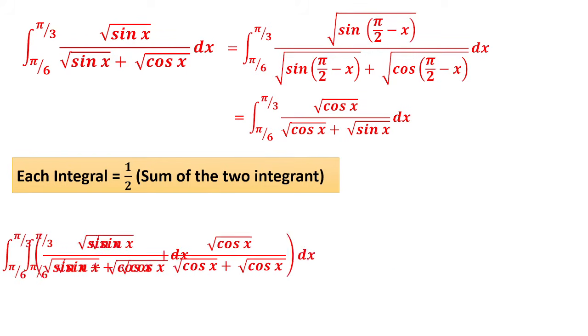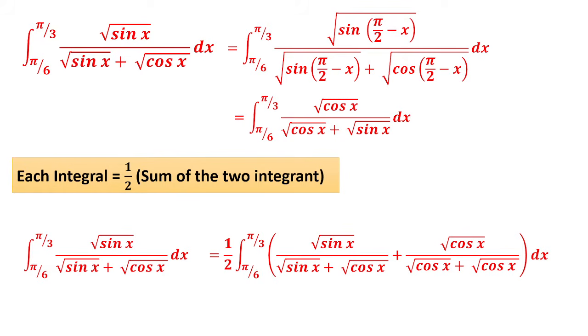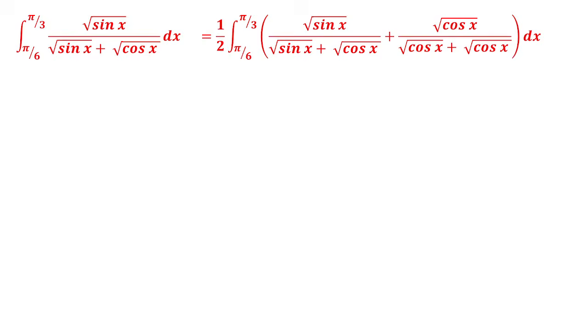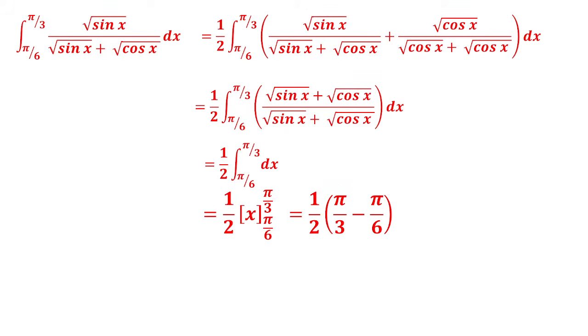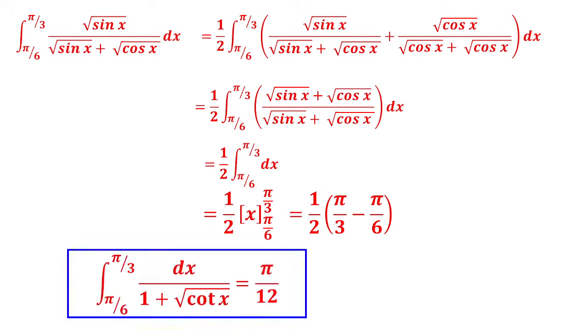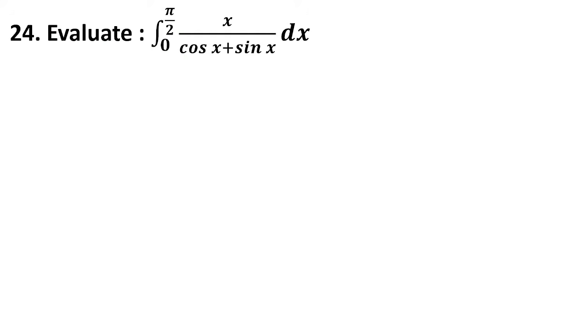Therefore, half into sum. When you add them, add the numerators because the denominators are same. It will get cancelled. You will get integral dx. Therefore, half into x from pi by 6 to pi by 3, or half into pi by 3 minus pi by 6. Upper limit minus lower limit. Therefore, the answer is pi by 12.